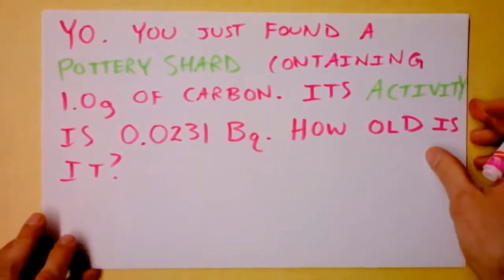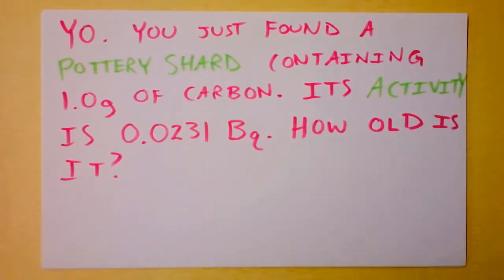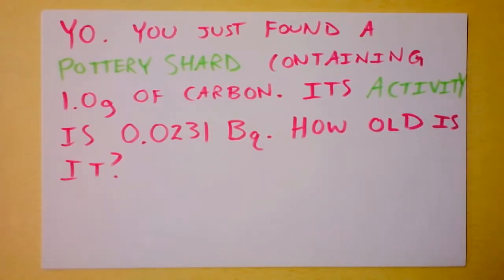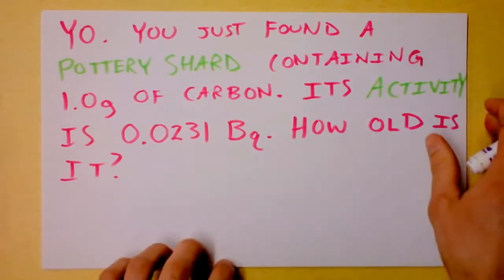Here's the first question to investigate this issue. You just found a pottery shard and it contains 1 gram of carbon. Its activity is 0.0231 becquerels. How old is it? And you are about to find out because you are about to start dating dead things. So here we go. You need a little bit of background before you can do that.